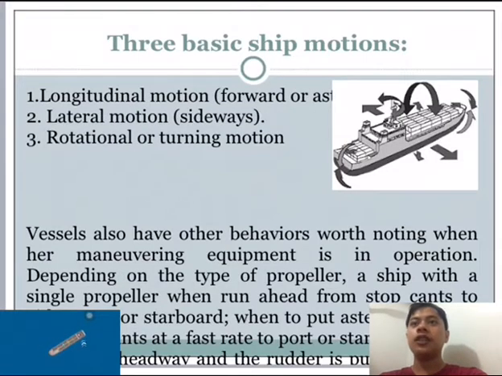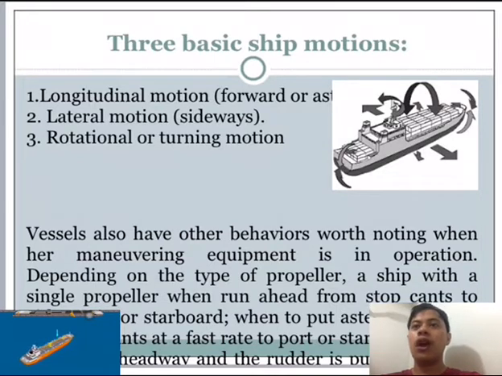Next are the three basic ship motions. First is the longitudinal motion, or known as forward or astern. Second is lateral motion, or what we call sideways. Third is rotational or turning motion.